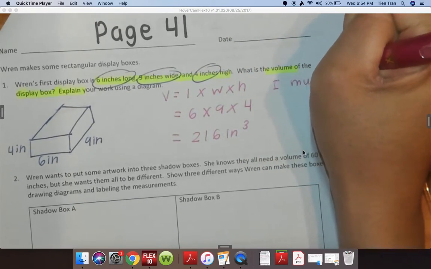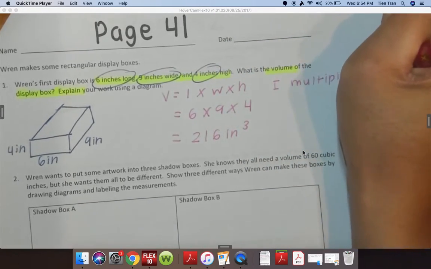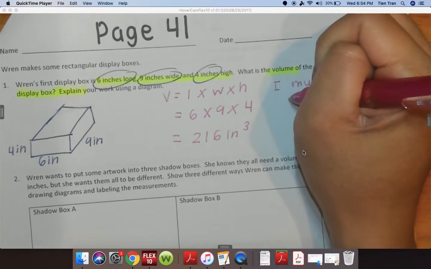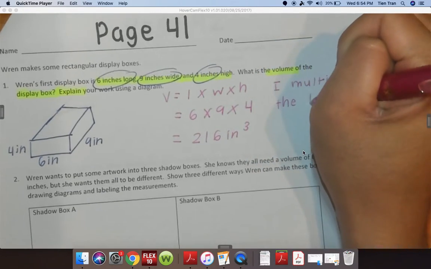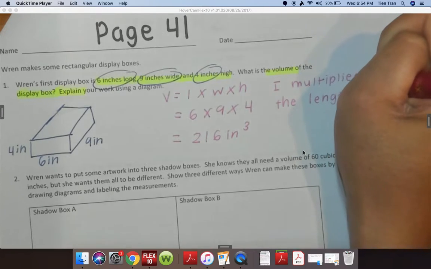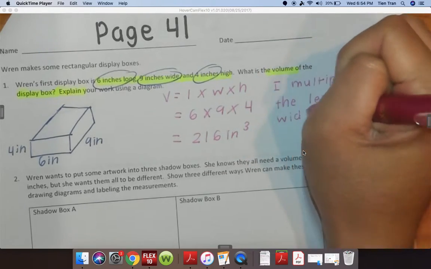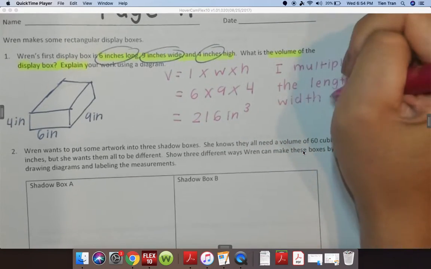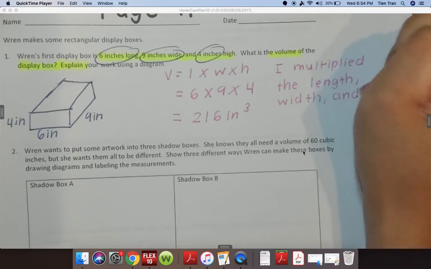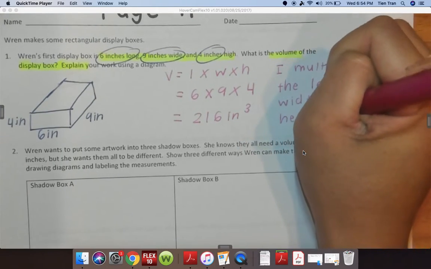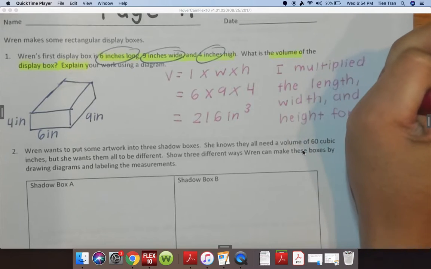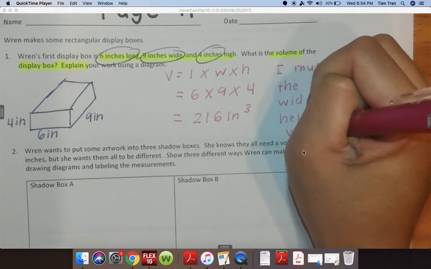I multiplied the length, width, and height for the volume.